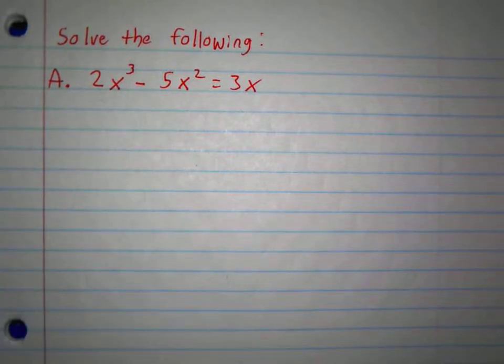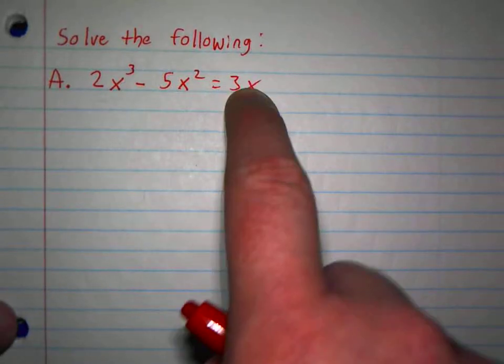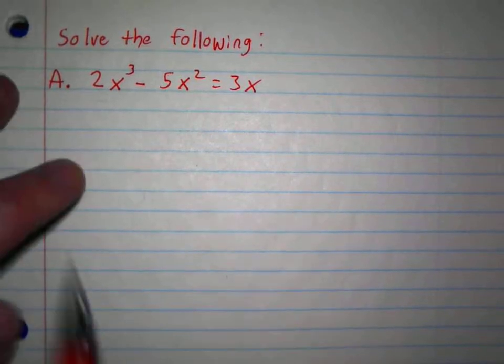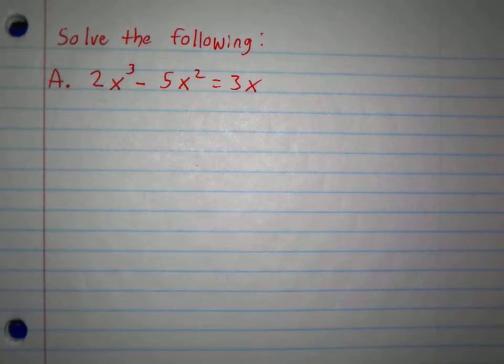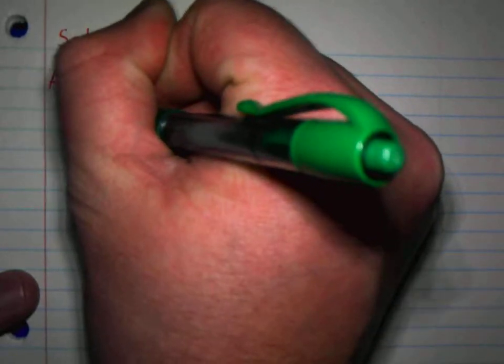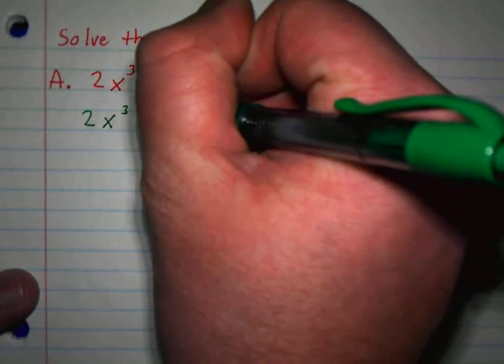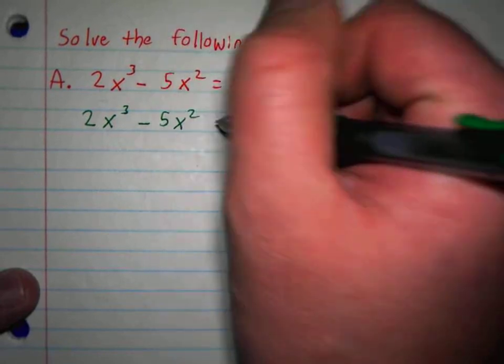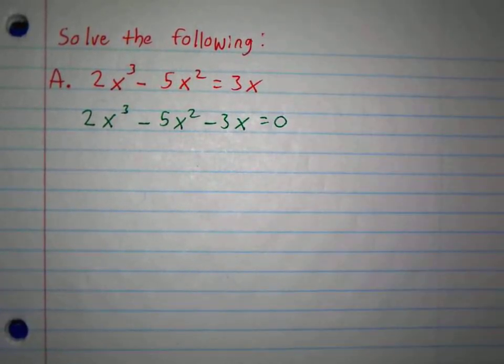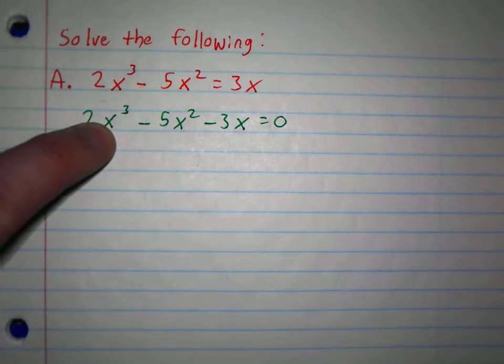Now before I could even look for solutions, just like in quadratics, we need to put this in standard form. Standard form means I need to move the 3x over there. So standard form would be 2x cubed minus 5x squared minus 3x equals 0.